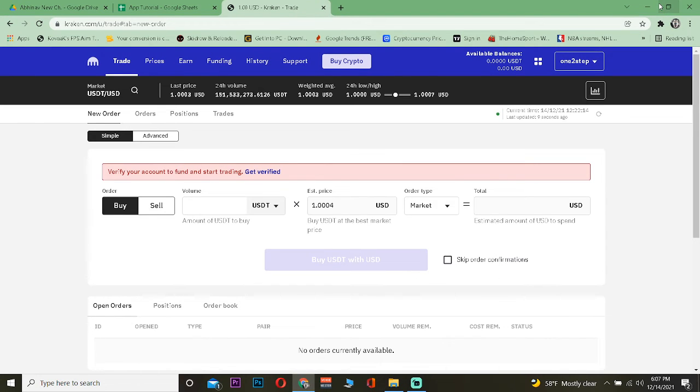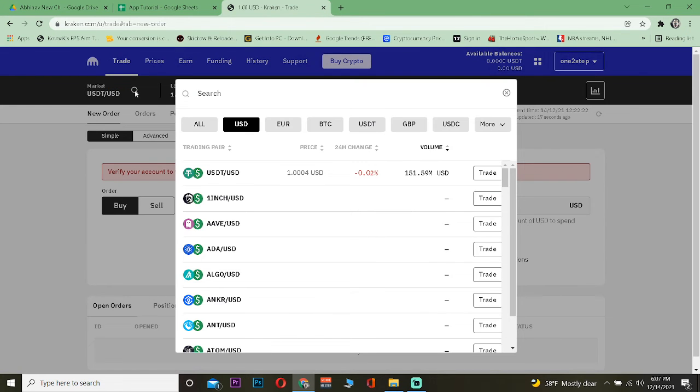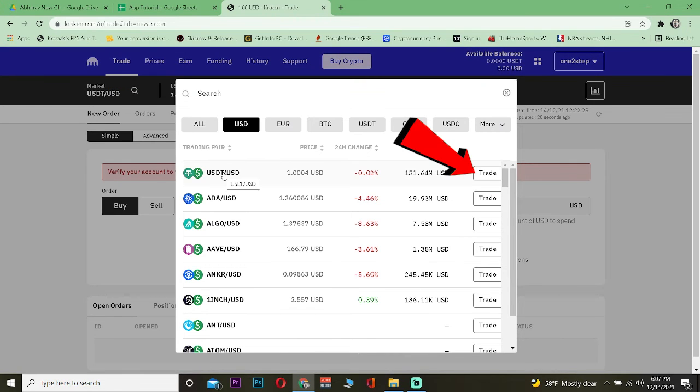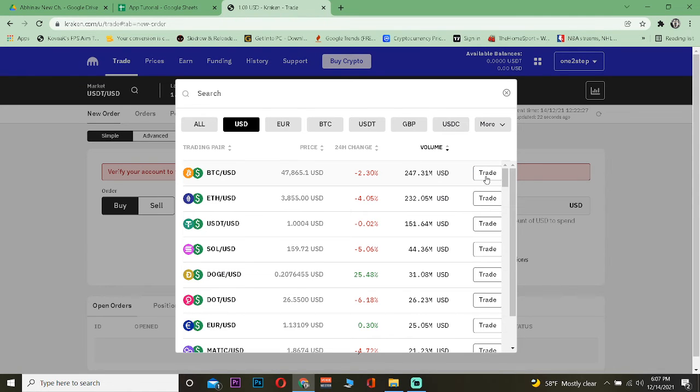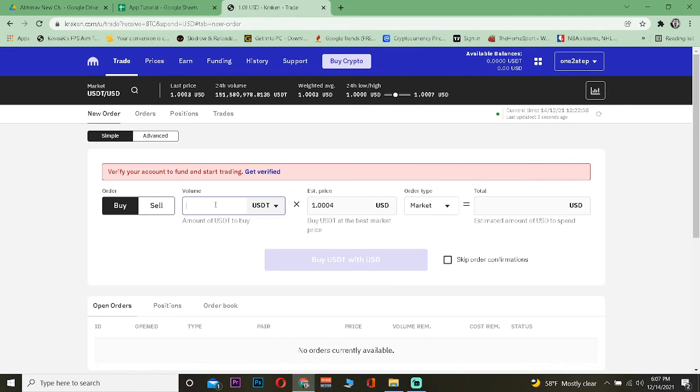So the first step is to come to kraken.com, which is the official website of Kraken, and log in to your account. Once you do that, you want to click on this little search icon over here, and then choose USDT/USD over here. Once you choose it, click on trade over here, and enter the amount of USDT you want to buy. So I'm going to be buying USDT, in other words Tether, using USD, which means US dollar.